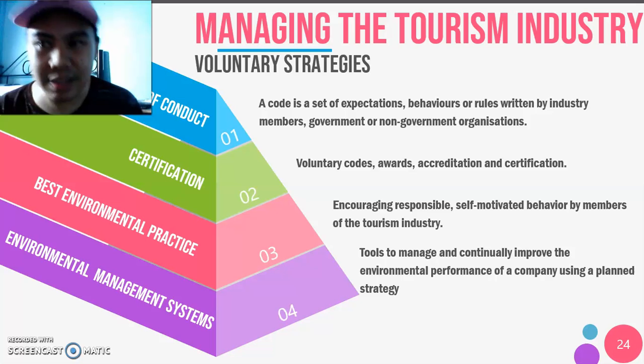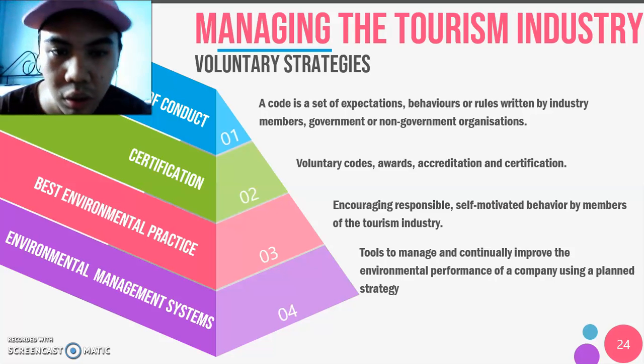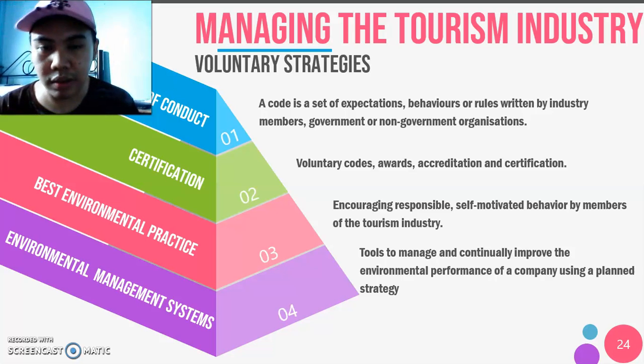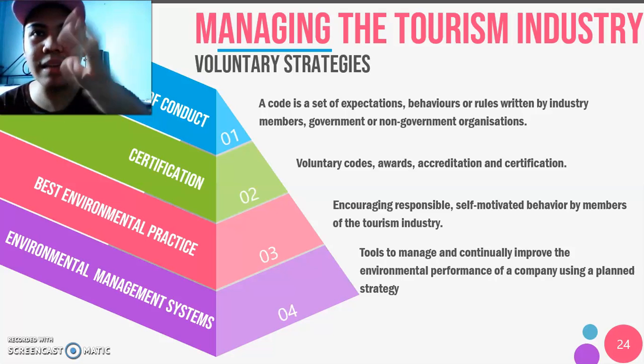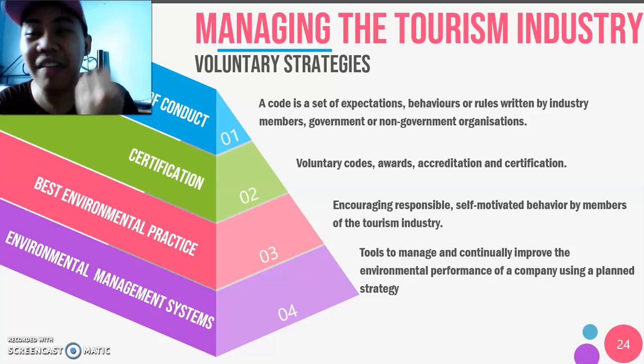Okay. Second is certificate, goodwill. If you do this kind of thing, you will receive a certificate, something like that. Voluntary code, award, accreditation, and certificate. So if you voluntarily accept that kind of job, they will give you some prize, that is certificate, accreditation.